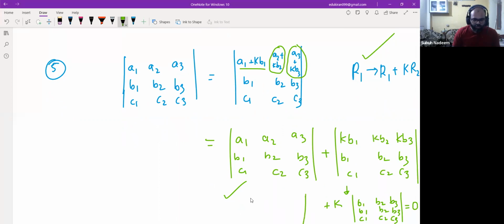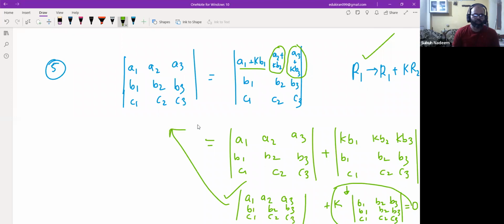So the only determinant remaining is A1, A2, A3, B1, B2, B3, C1, C2, C3. Obviously, when this becomes 0, this is equal to this. That is why when you do this row operation, you get the same value of the determinant, because when it is split after addition and k is taken common, it becomes 0.